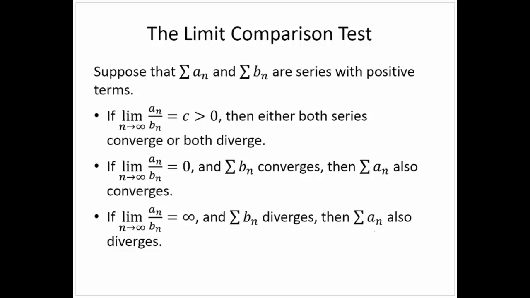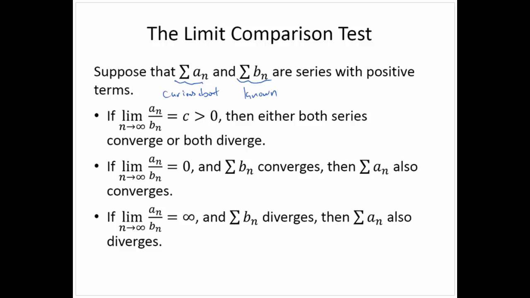Now the limit comparison test. Suppose that sigma a sub n and sigma b sub n are series with positive terms. Usually the a sub n is the one we're curious about, and the sigma b sub n is known. Then we can look at the limit of a sub n over b sub n as n approaches infinity, and it breaks down into several cases.